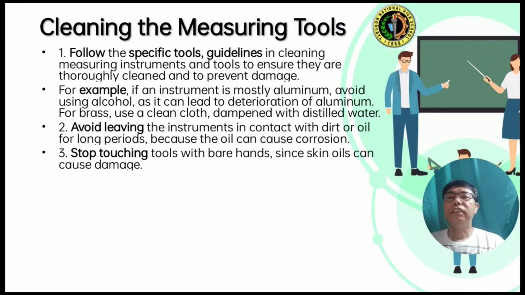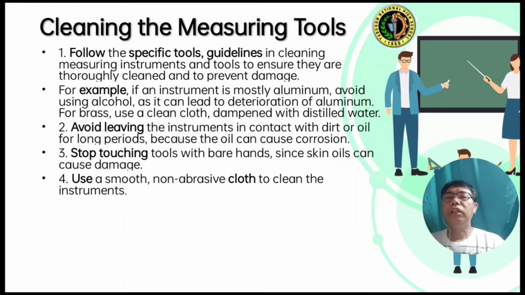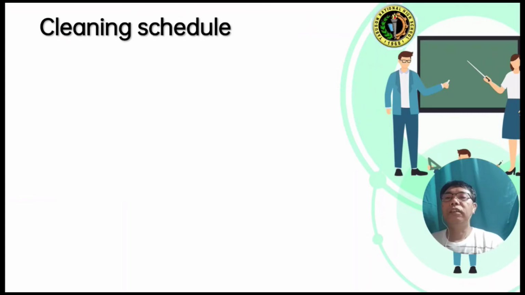Then number 3, stop touching tools with bare hands since skin oils can cause damage. Same, the oils from our skin can cause corrosion. Number 4, use a smooth, non-abrasive cloth to clean the instrument. So as per recommendation, you have to use a plain cloth only. For example, flannel, that is soft cotton, in order to clean the surface of the instruments.